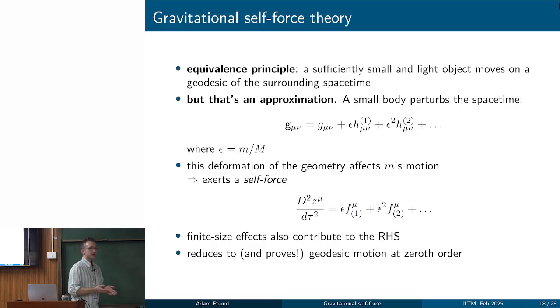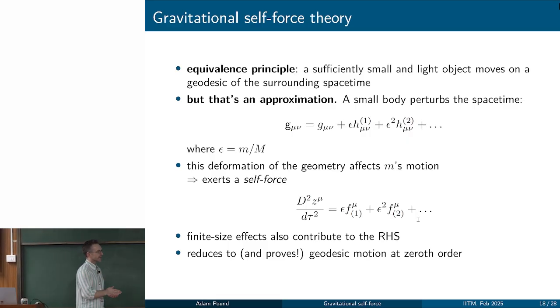In addition to the self-force, on the right-hand side we also get finite size effects. Every object has some finite size, and that couples to the external curvature around it to cause it to deviate from geodesic motion. Those will be incorporated on the right-hand side here as well.